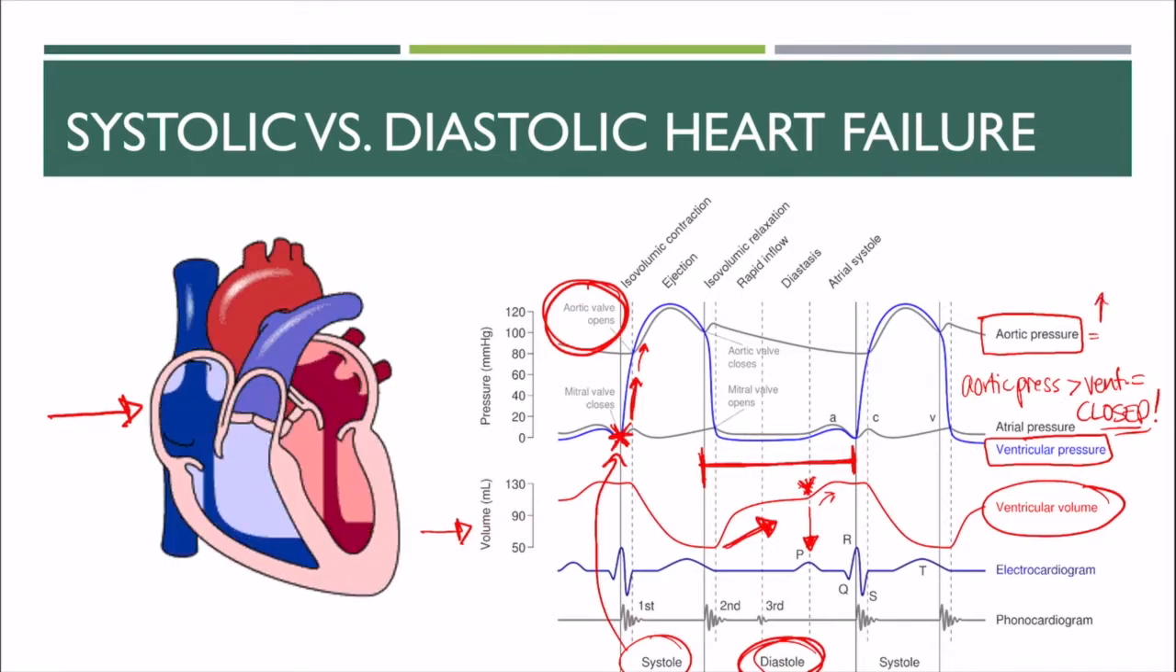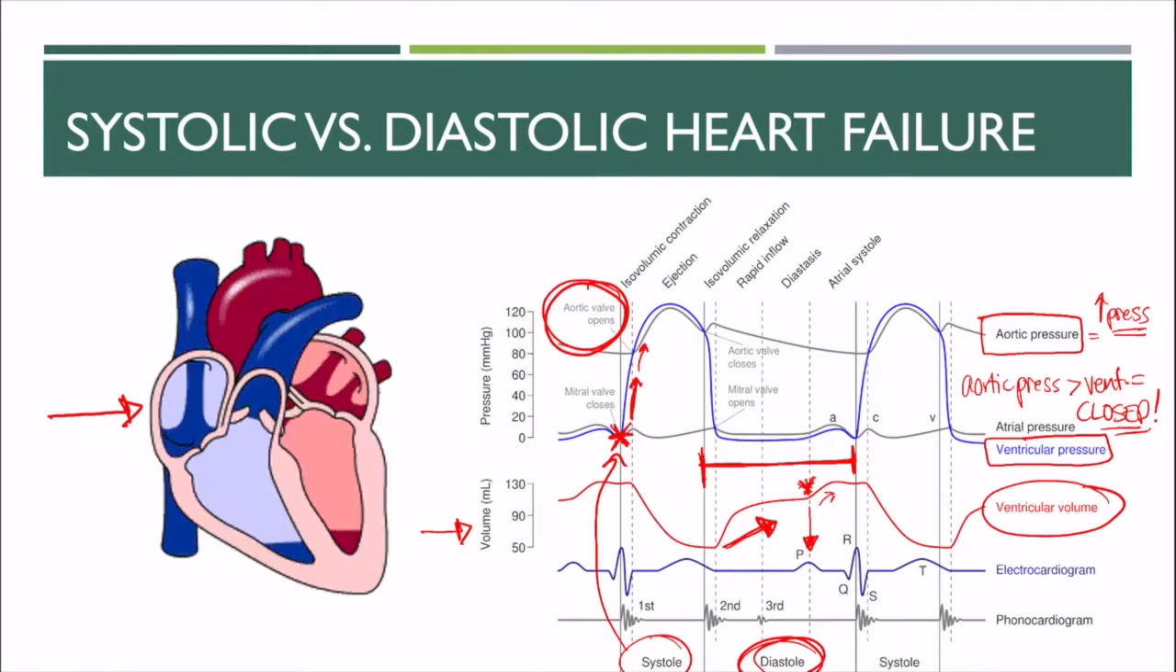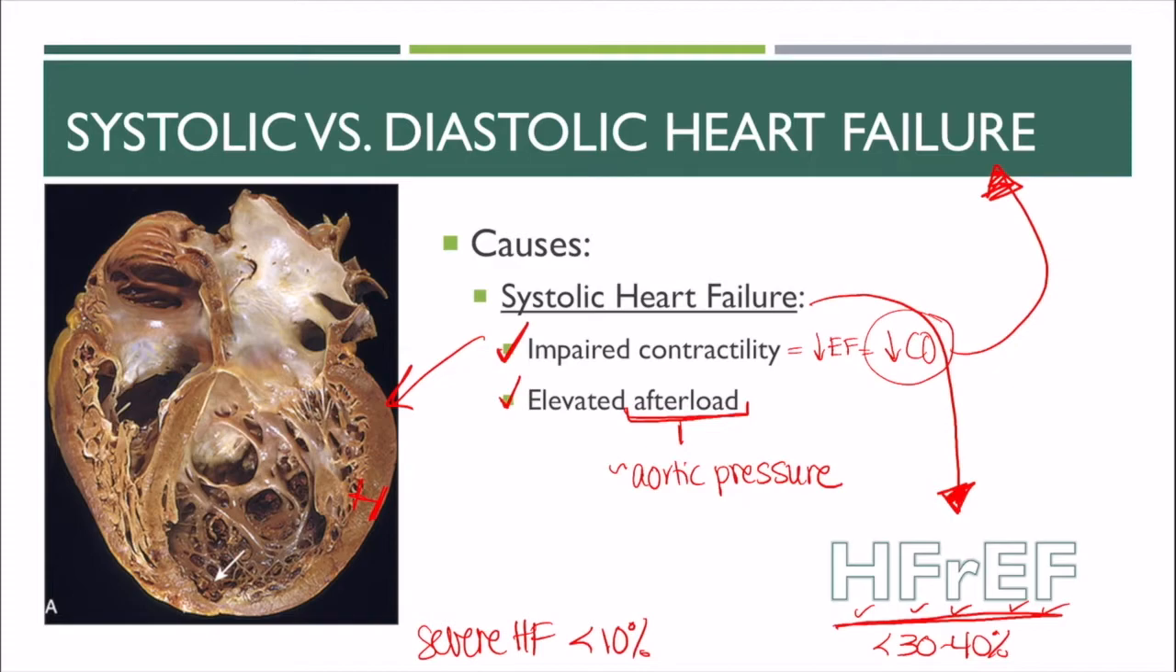If you increased this pressure, the heart would have to generate so much more ventricular pressure just to get to the place where it can open the aortic valve, let alone actually push blood out on top of it. So an elevated afterload is so much pressure the heart has to pump into, it can't push the blood out.